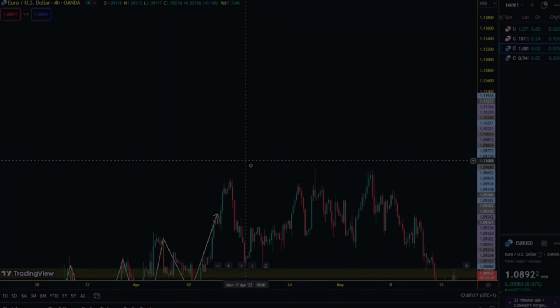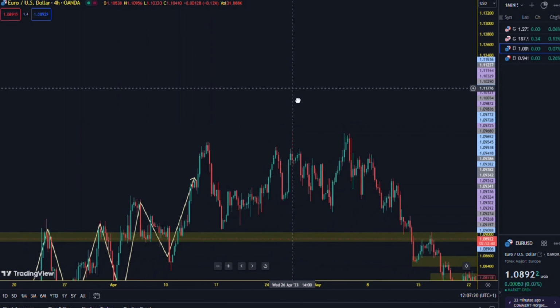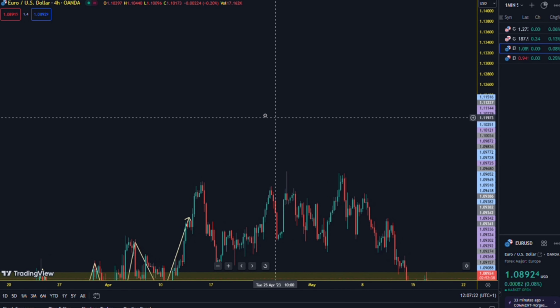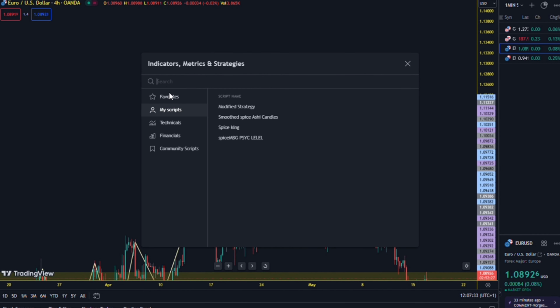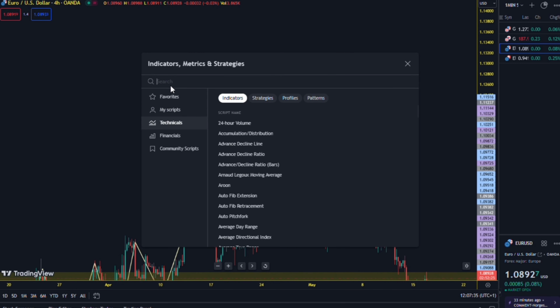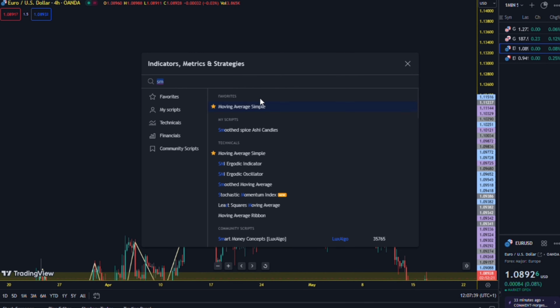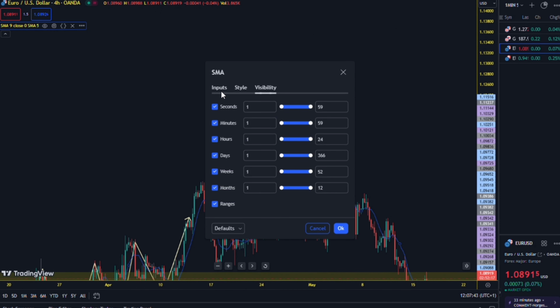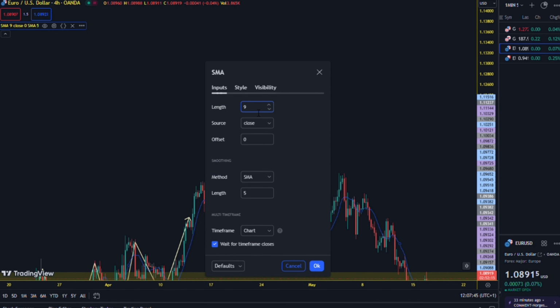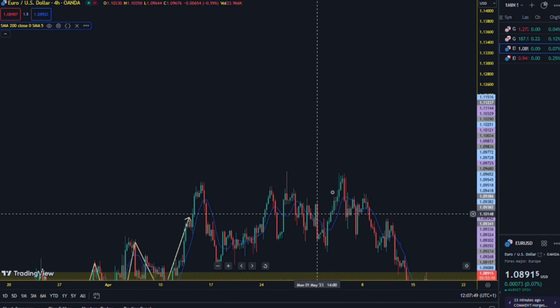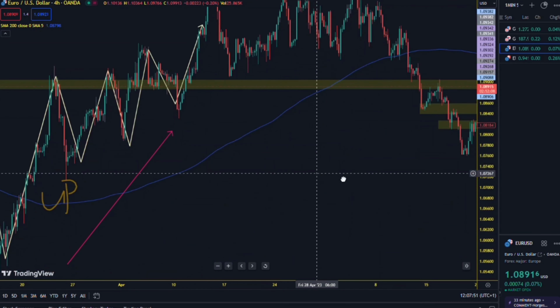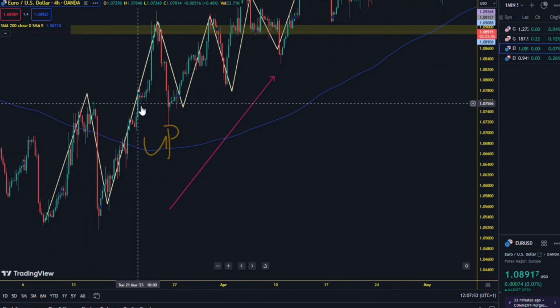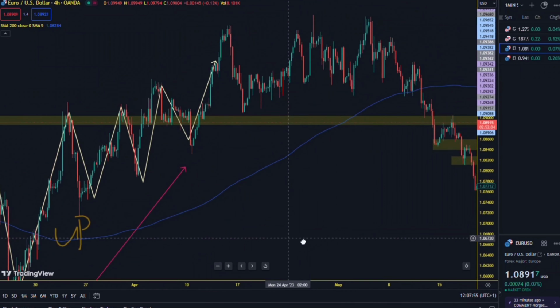Another thing you can do if you want to know the market direction, this is just a bonus tip. All you have to do is click on indicators. When you get to indicators, search for MA, which is moving average. Put the moving average on your chart, then come to the settings and increase the length to 200. So you can know the direction by just looking at the moving average.